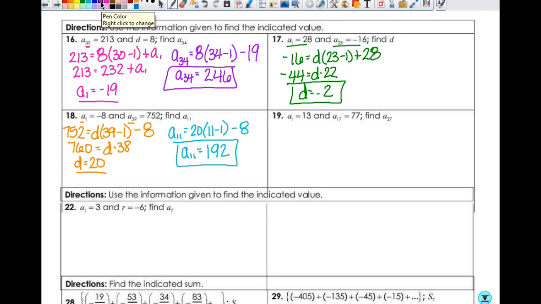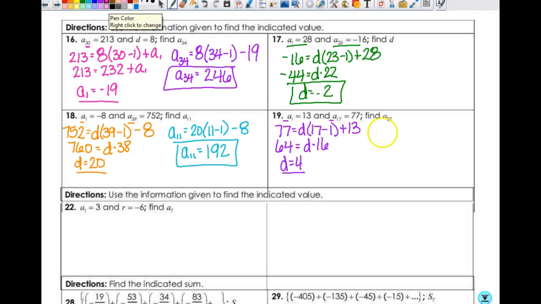All right, number 19. I'm looking for A27. So again, I have A1 and A17, or I have two A's here. I'm going to have to use those to find D before I can do that. So 77, which is A17, is equal to D, which I don't know, times N, which is 17 minus 1, plus A1, which is 13. I'm going to subtract 13 from both sides, and I'm going to get 64 equals D times 16. So D is equal to 4.